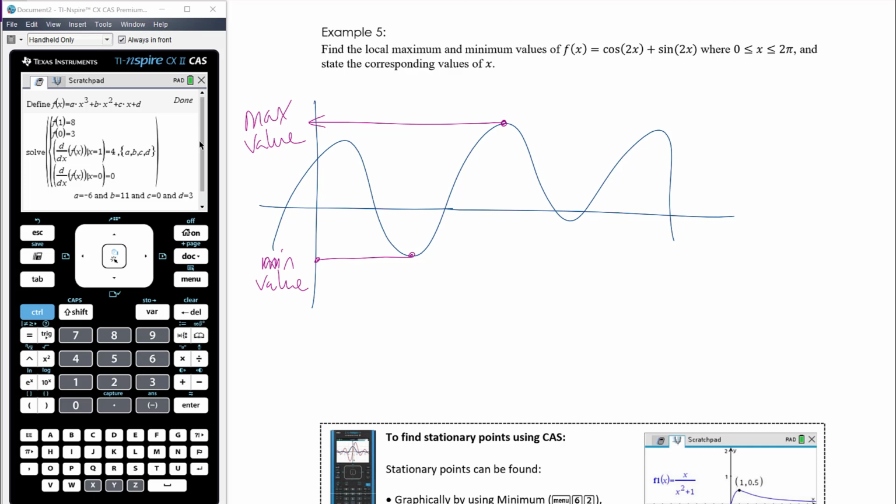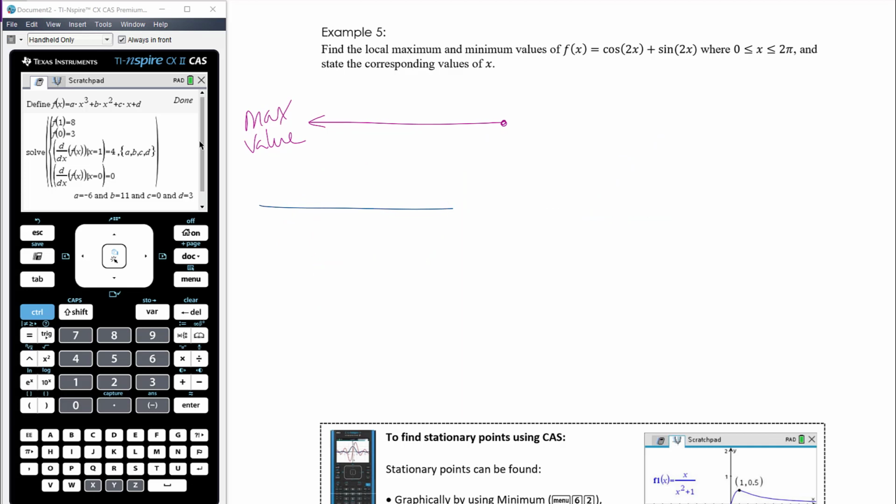It's not the x value where the maximum happens. So it's really important that you're clear about answering those questions precisely. All right, so we want local maximum and minimum values of this trig function.